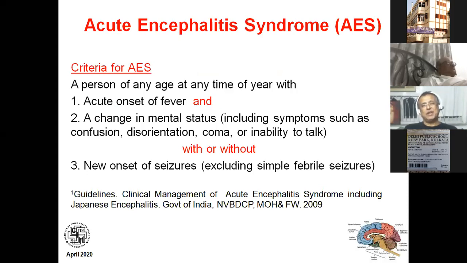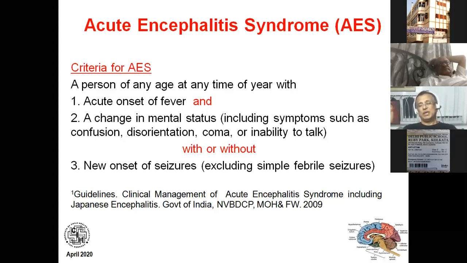And the case definition of acute encephalitis syndrome is: at any time of the year, a child coming with acute onset fever. By acute onset fever, we mean fever of 5 to 7 days duration with a change in mental status, which might range from confusion to coma, with or without new onset seizure. But these seizures should not be simple febrile seizure. As all of you know, in simple febrile seizure, you are going to regain your consciousness within 30 minutes.